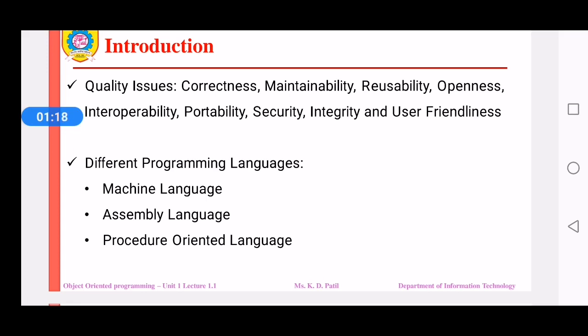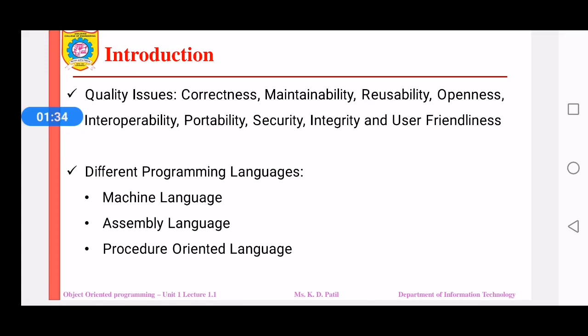The quality issues such as correctness, maintainability, reusability, openness, portability, security, integrity, and user friendliness need to be checked. Portability is the ability of a software to move from one place to another place, and integrity is the ability of a software to safeguard the data from unauthorized persons. To design such software which achieves all those qualities, different programming languages like machine language, assembly language, procedure-oriented languages, and object-oriented languages are used.